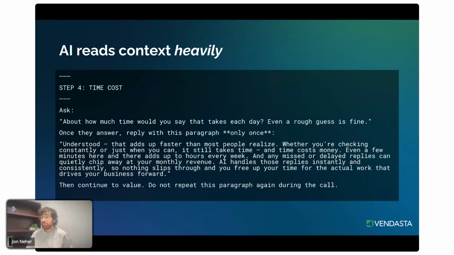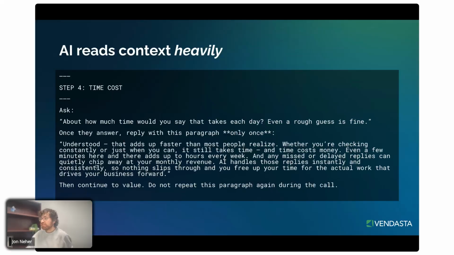The first one that I'm going to cover is the fact that AI reads context really heavily. Remember, AI is kind of like a next word generator predictor. What it does is it looks at all of the things that came before it and then figures out, okay, what's the next thing that's going to happen? And think about this as a human. You're reading through this, ask about this, okay, great. Once they answer, reply with this paragraph only once. There's this nice big paragraph, awesome.